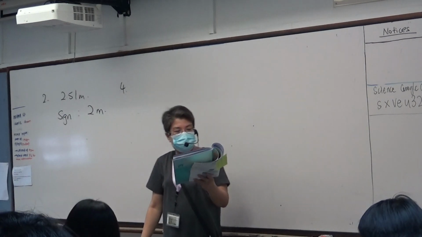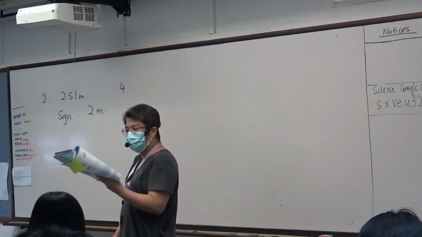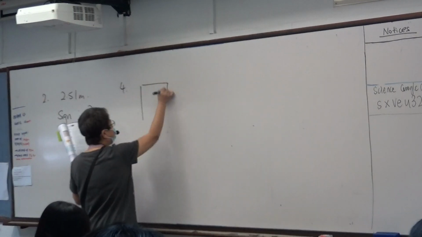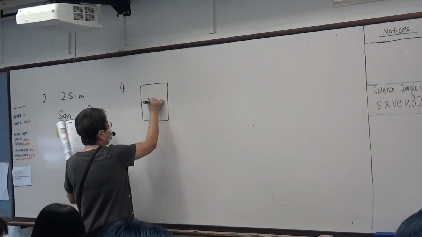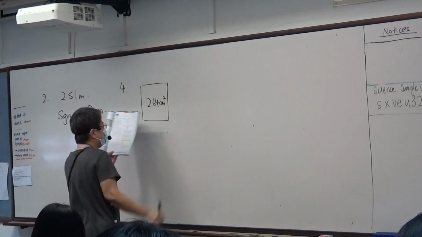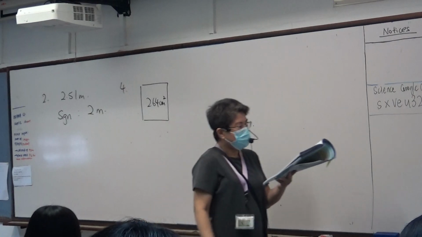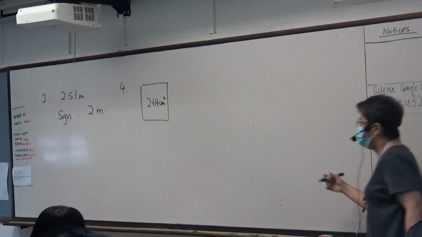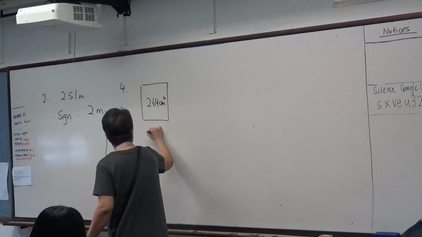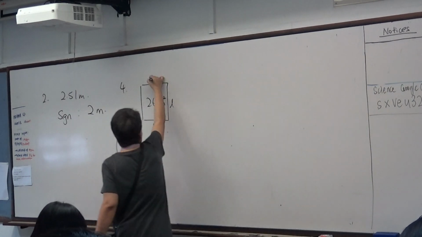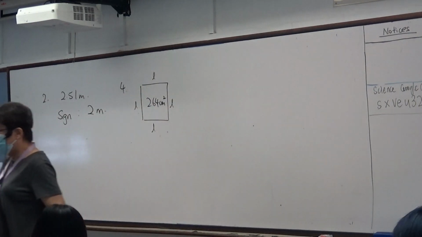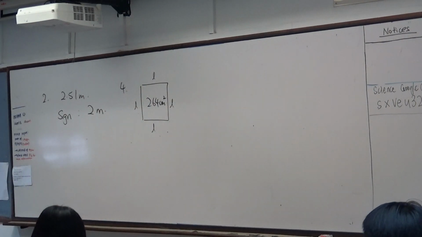Okay? Now number 4. The area of a square is 264 cm squared. Find the length of the square. Okay. I want you to draw this figure and put the length as L. All of you draw this figure and put the length as L.